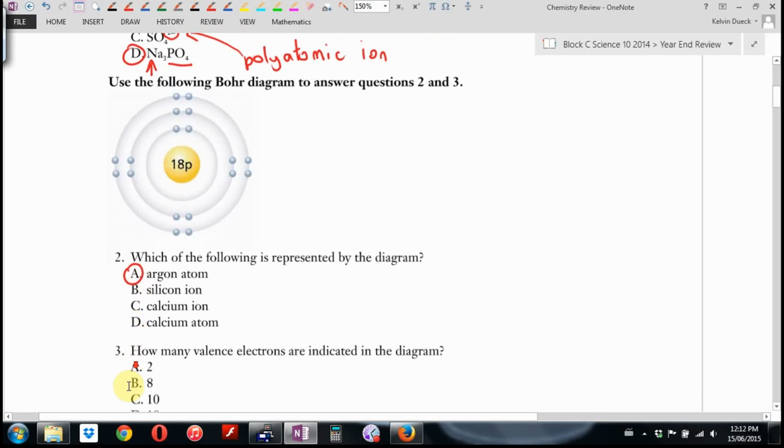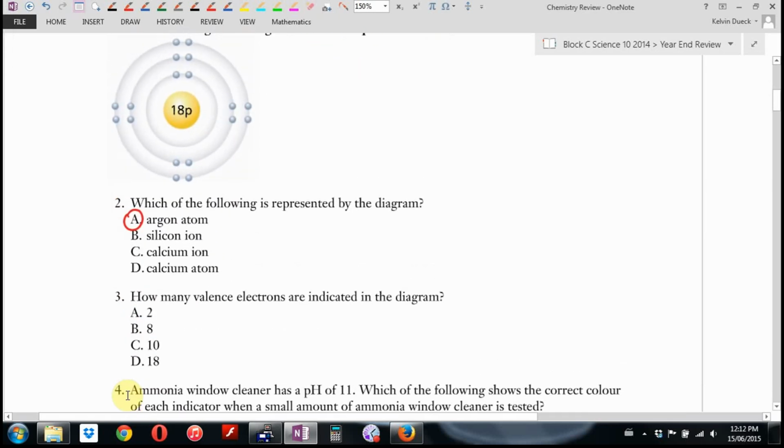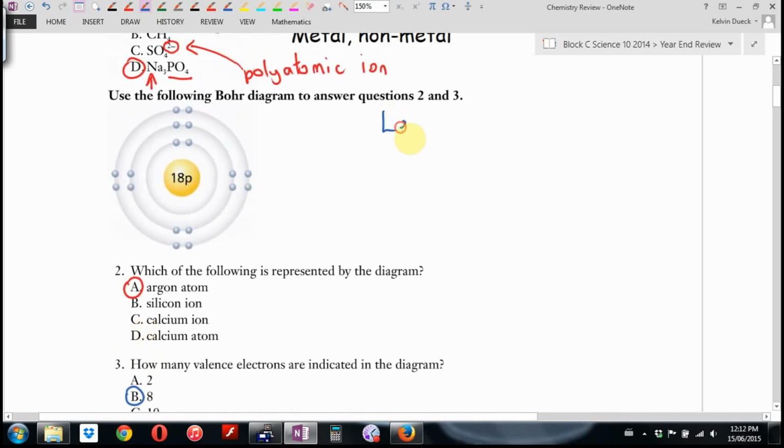Let's keep going. How many valence electrons are there in this diagram? What does valence mean? Outer shell. How many are there in the outer shell? Okay, 8. They didn't ask me, but I'll write it here since there's room. What would the Lewis diagram look like? These were much nicer. You put the symbol, and then all you drew was what the valence shell looked like.